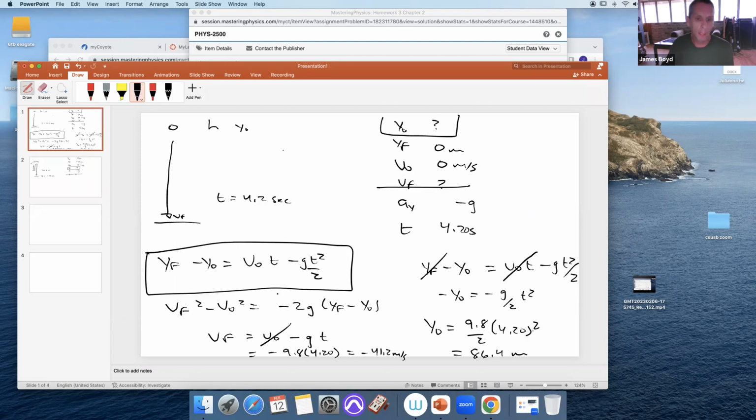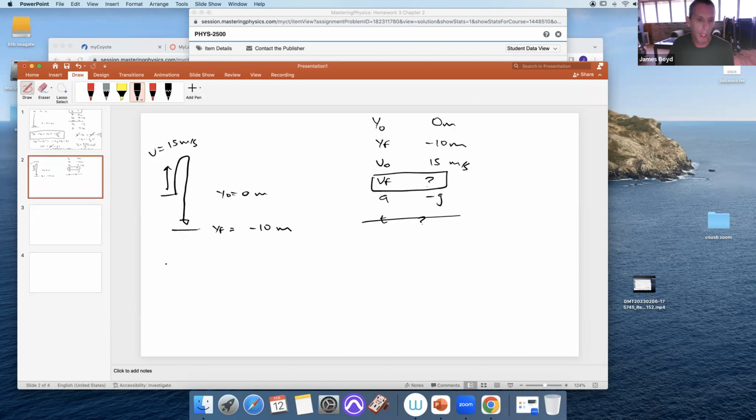So if we look back, this second equation has no time in it, so that is the equation that we want: v final squared equals v initial squared minus 2g times y final minus y initial. We do not know our v final, but that's actually what we want to solve for. We know v initial, we know g, we know y final, we know y initial. So v final squared, move this over, just add it to both sides, is v initial squared minus 2g times y final minus y initial.